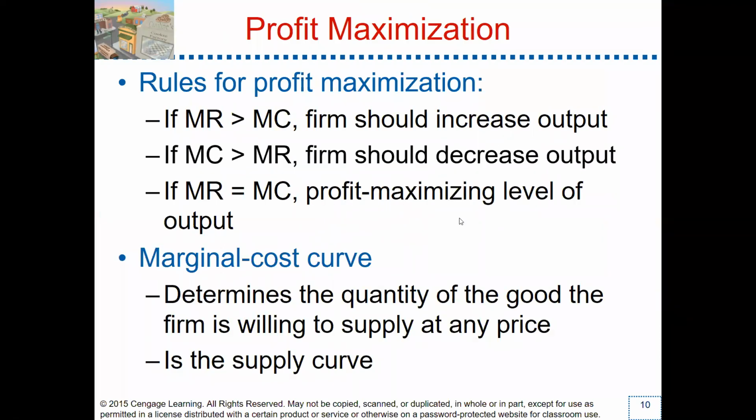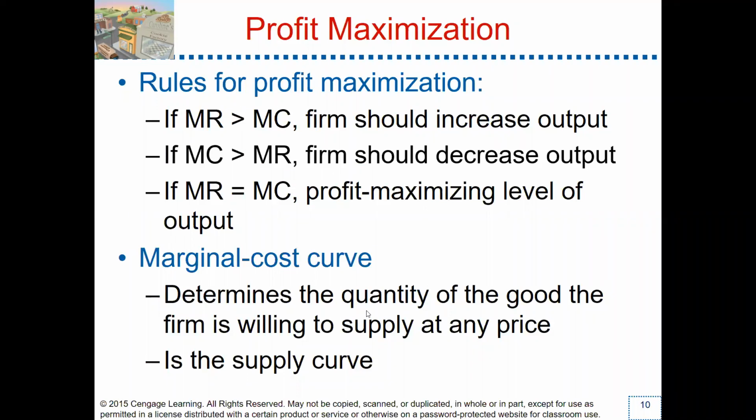So here's the summary, the rules that we have come up with. If marginal revenue is greater than the marginal cost, the firm should increase the output. If the marginal cost is more than marginal revenue, the firm should decrease the output. Why should they do it? In order to reach the profit maximizing level. And it is the place where the marginal revenue is equal to marginal cost.